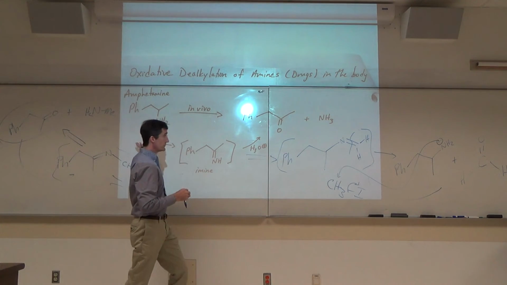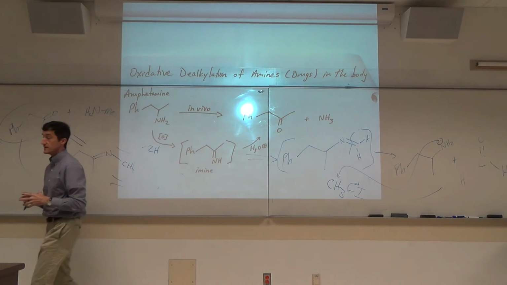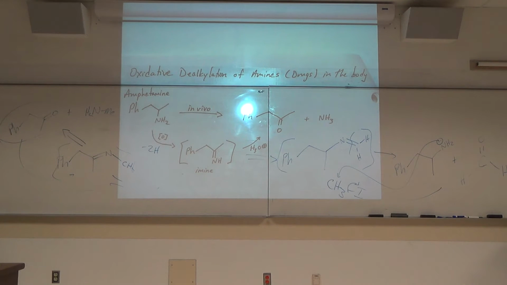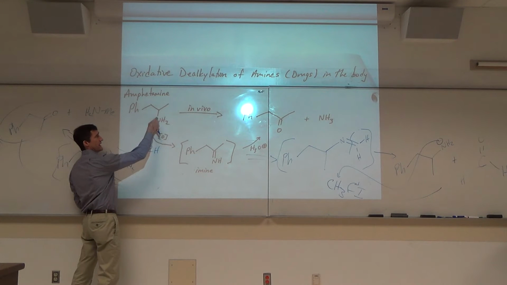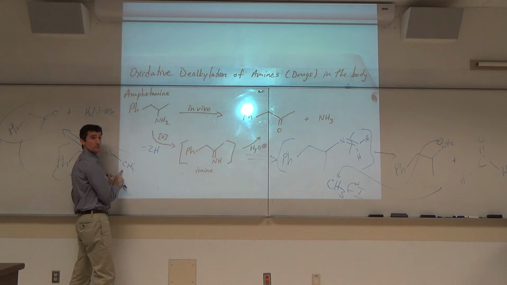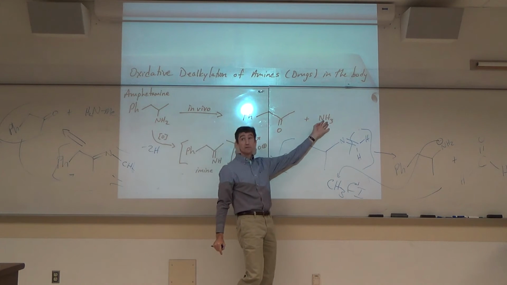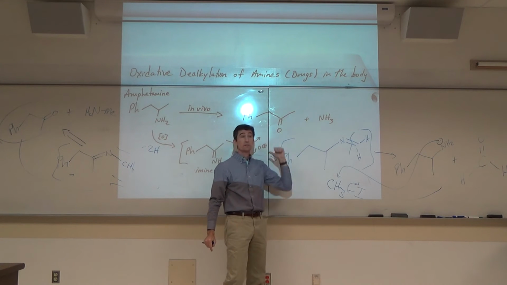So this is just the reverse of the reductive amination. And what ultimately happened? Why do we call it dealkylation? Because here the nitrogen has an alkyl group bonded to it. Well, now it's gone. It was dealkylated in the process.